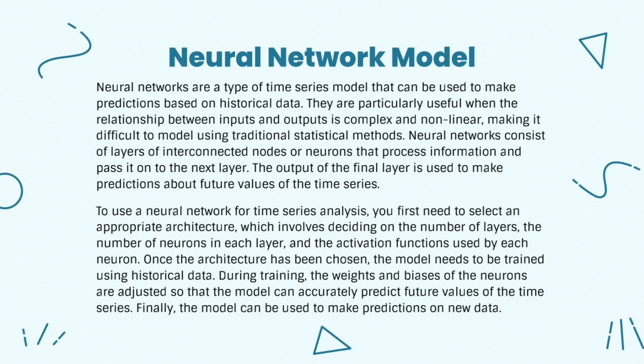To use a neural network for time series analysis, you first need to select an appropriate architecture, which involves deciding on the number of layers, the number of neurons in each layer, and the activation functions used by each neuron. Once the architecture has been chosen, the model needs to be trained using historical data. During training, the weights and biases of the neurons are adjusted so that the model can accurately predict future values of the time series. Finally, the model can be used to make predictions on new data.